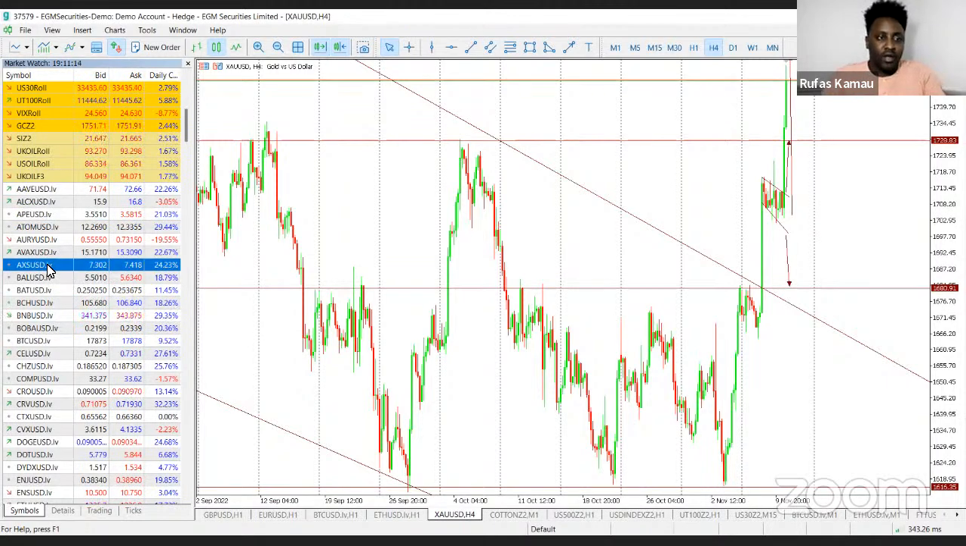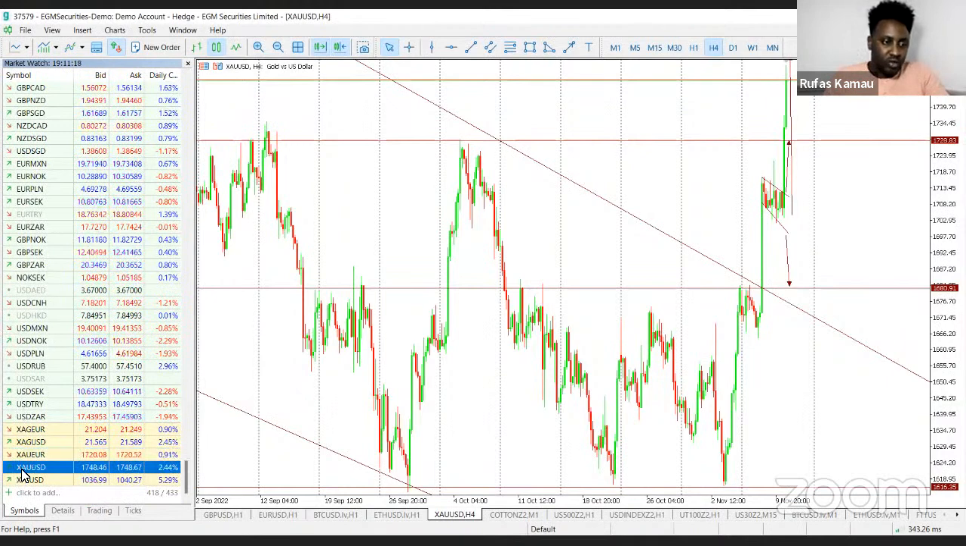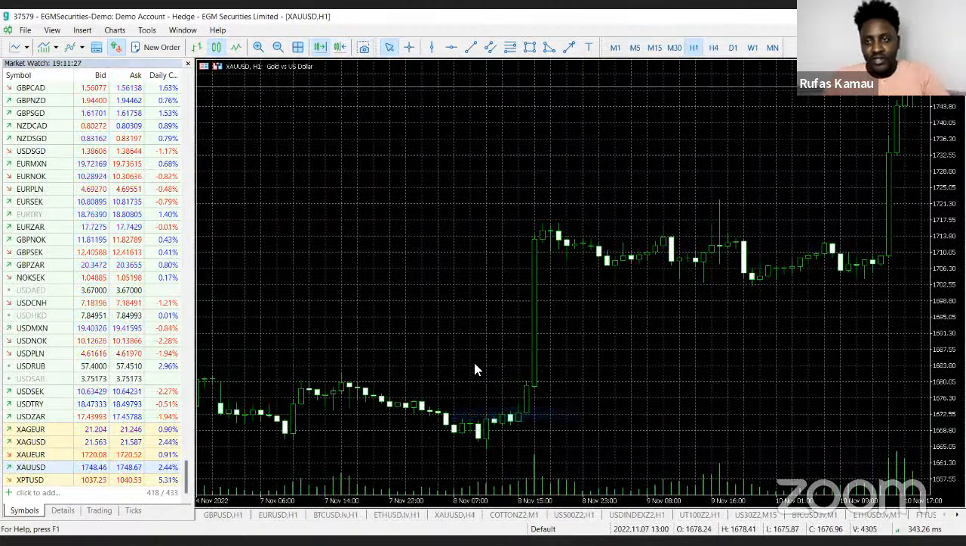You can go to the market watch and type XAU USD. You'll find two assets: gold against the euro and gold against the dollar. Gold is majorly traded against the dollar, so for this presentation, we'll be using XAU USD.